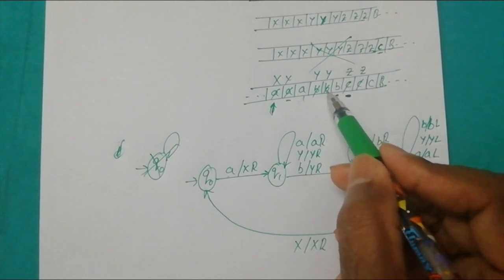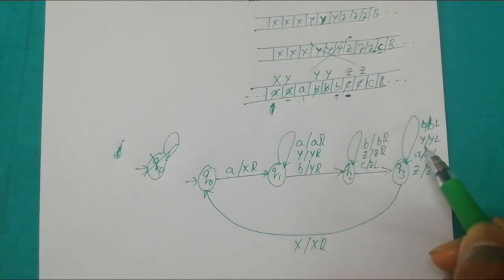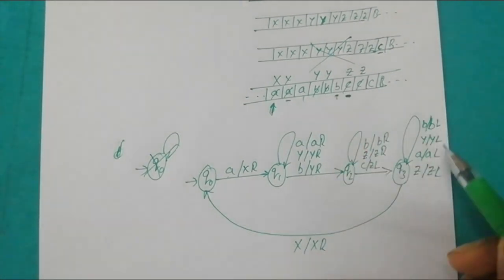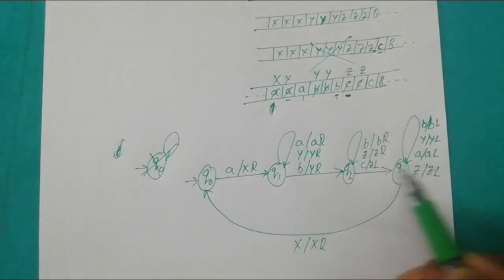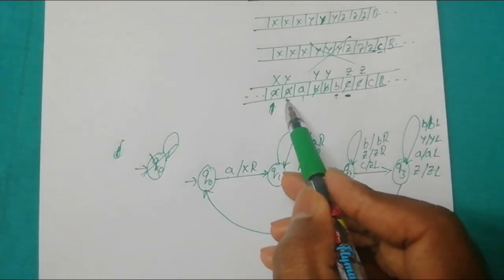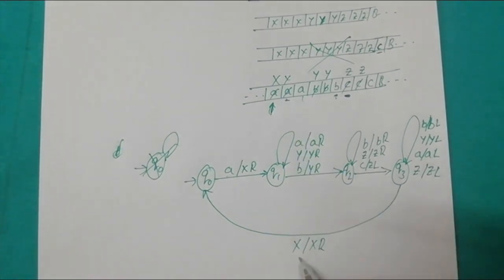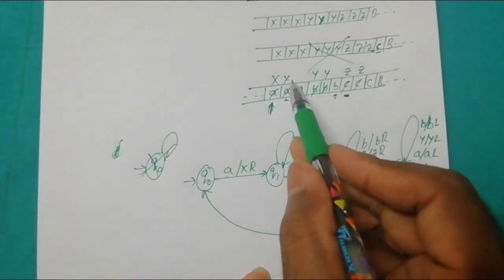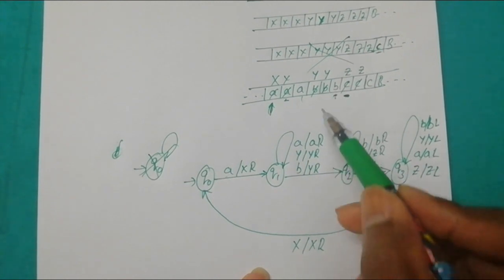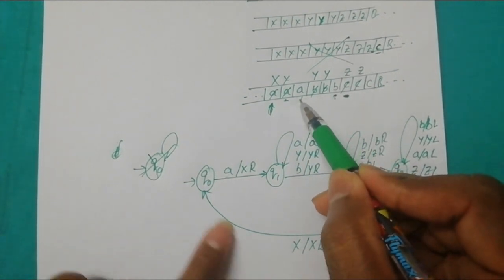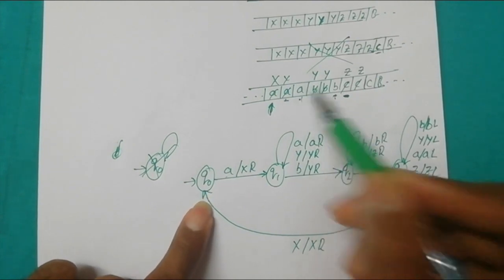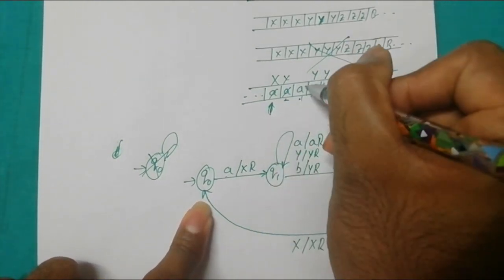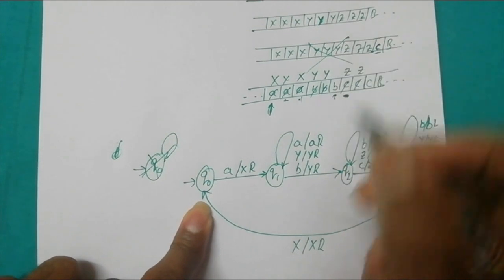Just keep on skipping. q3 will come across with a sequence of y's. Just keep on skipping. Next q3 will come across with a. Just keep on skipping. Next q3 will come across with x. That is, we keep that x as it is. We move one cell to the right direction. That is, we come here and we switch to the state q0. Again, this is the state which is responsible for converting a into x.